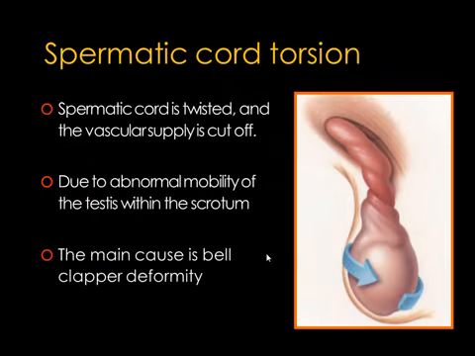Spermatic cord torsion. It's when the spermatic cord is twisted and the vascular supply is cut off. Usually it's due to abnormal mobility of the testis within the scrotum. The main cause is bell-clapper deformity.